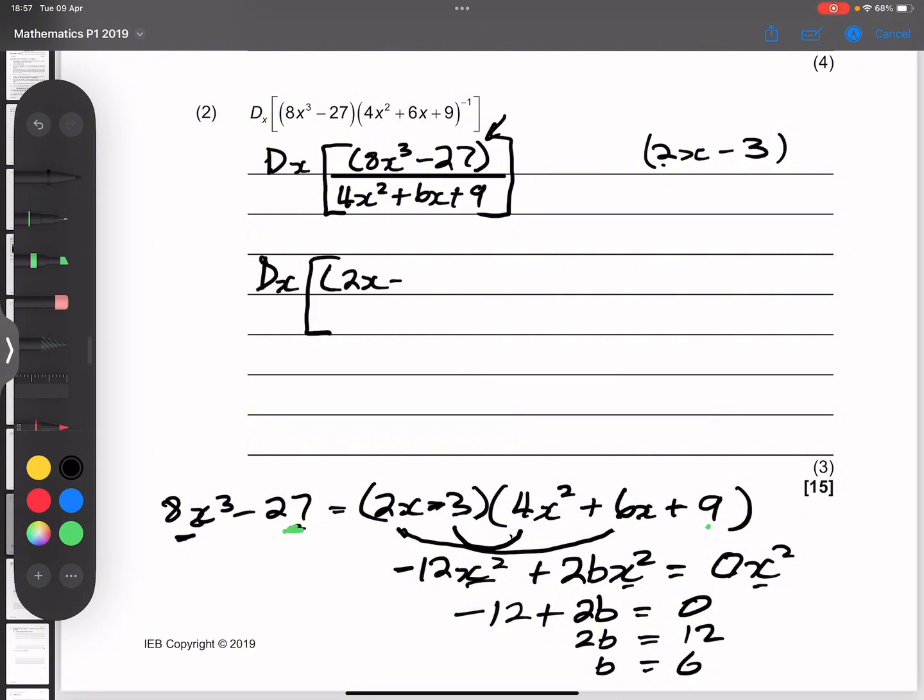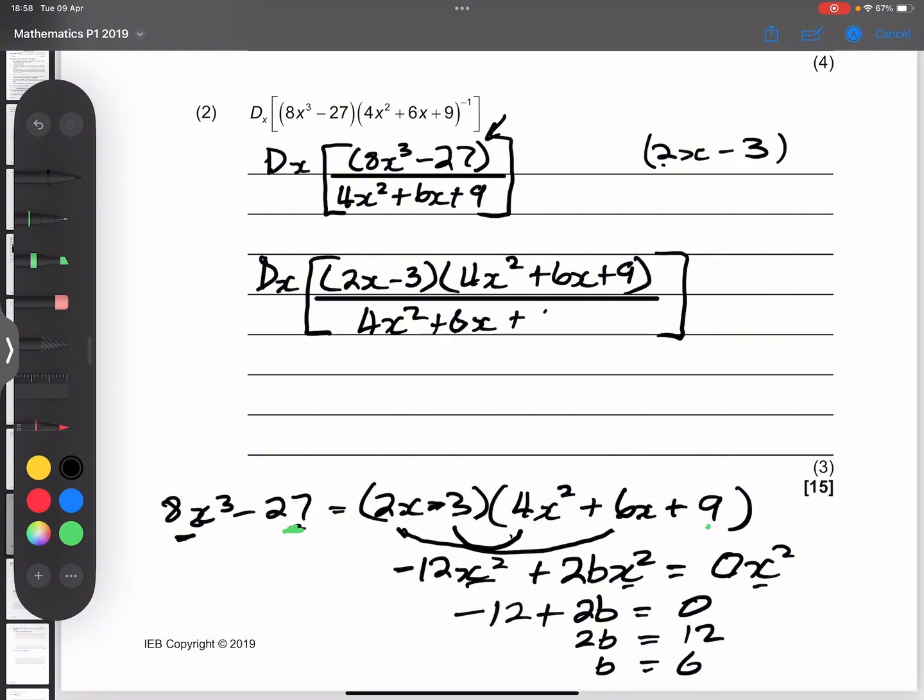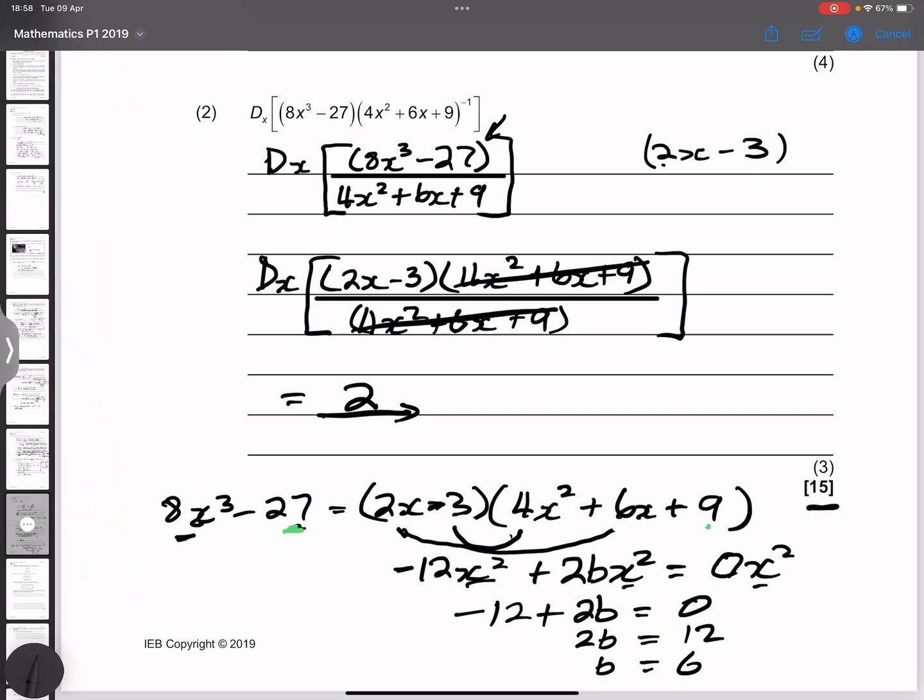So if I take that expression at the top and factorize it, I'm left with 2x minus 3 into 4x squared plus 6x plus 9, divided by, oh look at this, 4x squared plus 6x plus 9. The same expression, so these two cancel out, right? So to find the derivative of 2x minus 3, we're simply going to have 2. And that is how the cookie crumbles, and we would have earned ourselves 15 marks out of that.